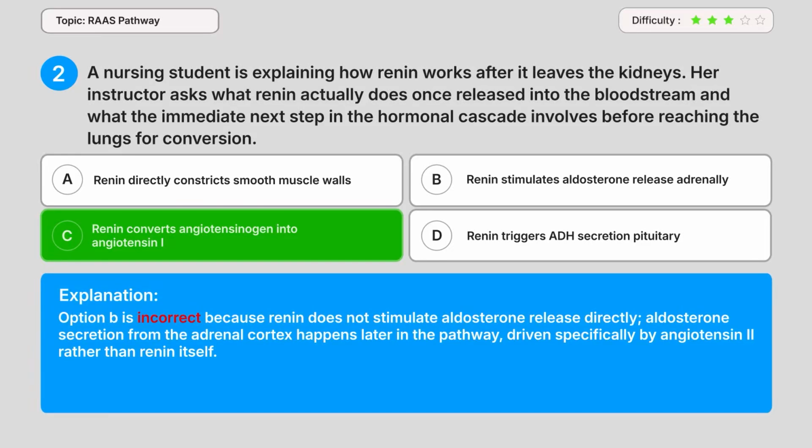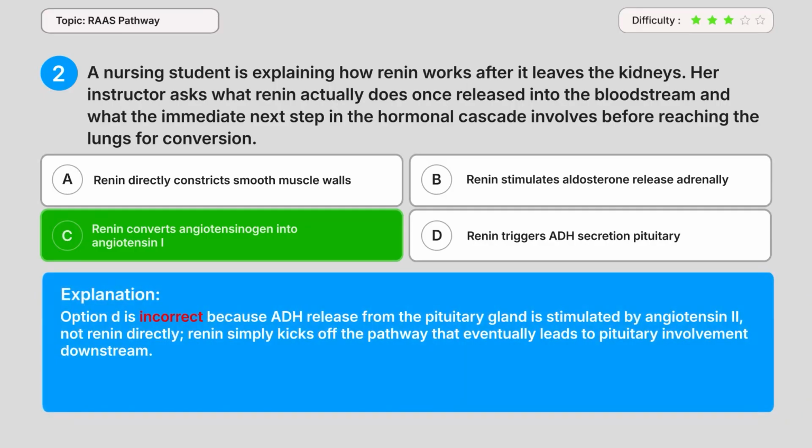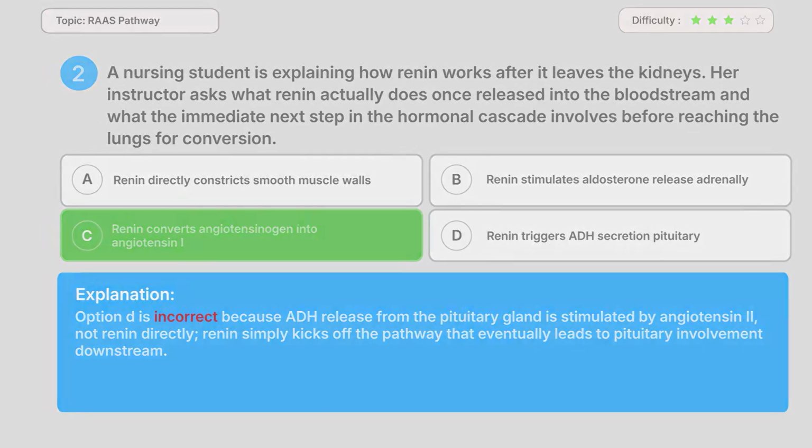Option B is incorrect, because renin does not stimulate aldosterone release directly. Aldosterone secretion from the adrenal cortex happens later in the pathway, driven specifically by angiotensin II, rather than renin itself. Option D is incorrect, because ADH release from the pituitary gland is stimulated by angiotensin II, not renin directly. Renin simply kicks off the pathway that eventually leads to pituitary involvement downstream.